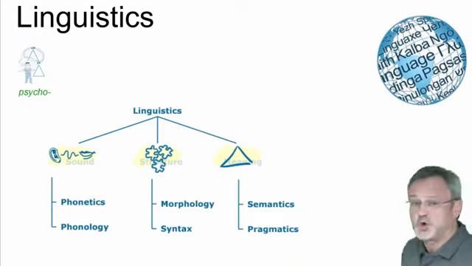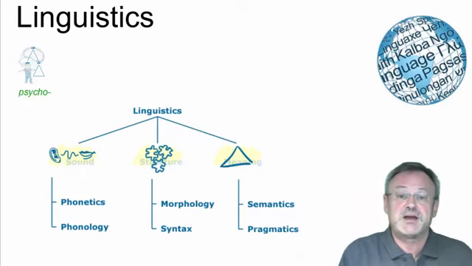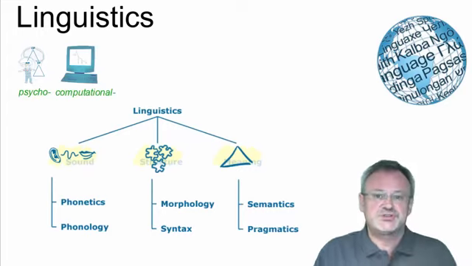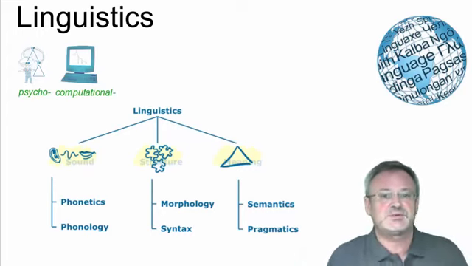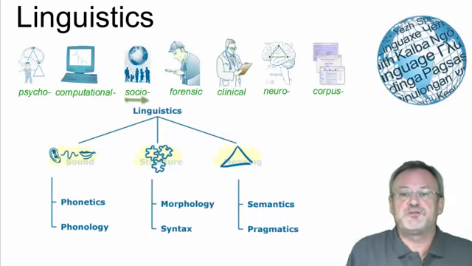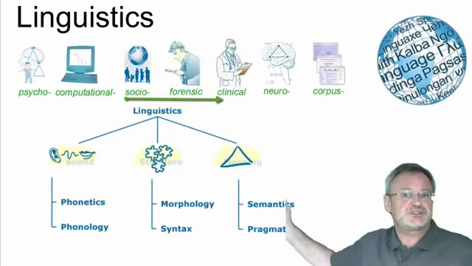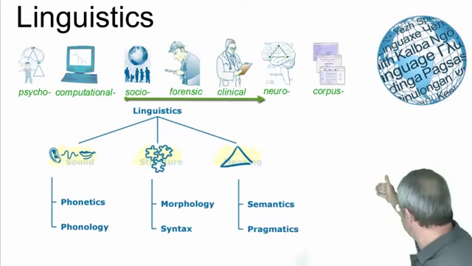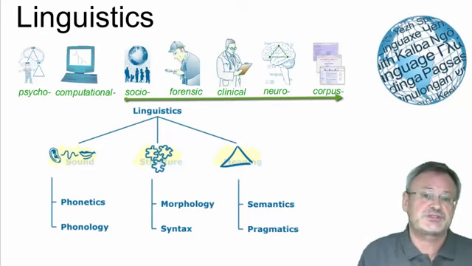Psycholinguistics, a combination of psychology, that is, the study of the human mind, and linguistics, or computational linguistics, a combination of computer science and language study. And many more, for example, sociolinguistics, forensic linguistics, clinical linguistics, neurolinguistics, corpus linguistics, to name just some of them.